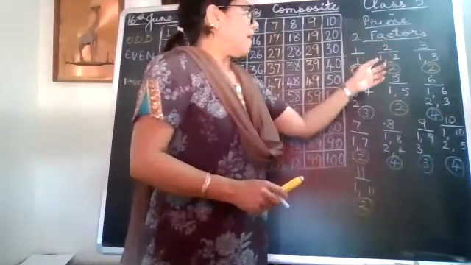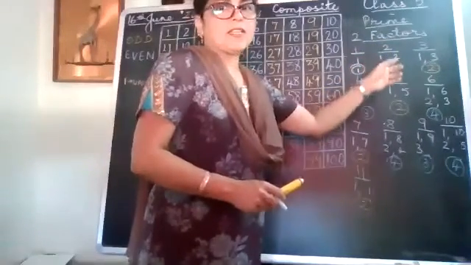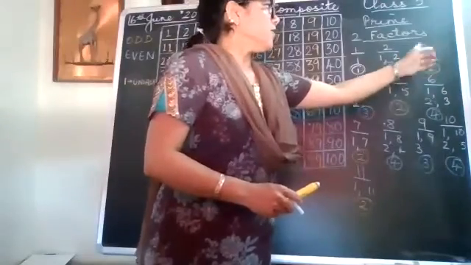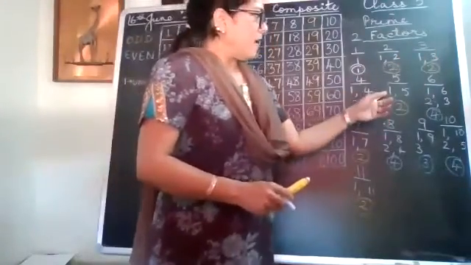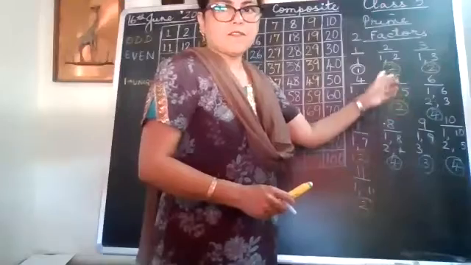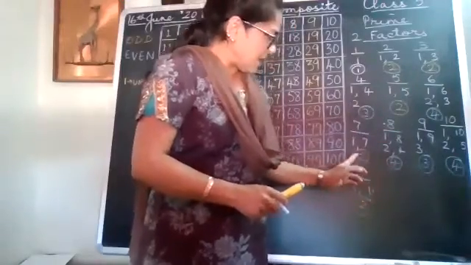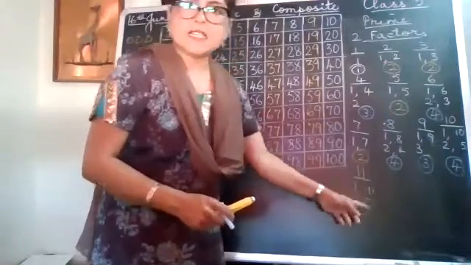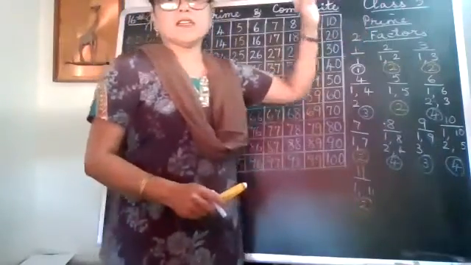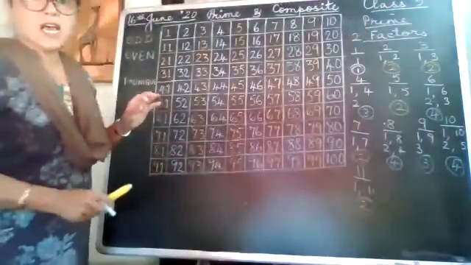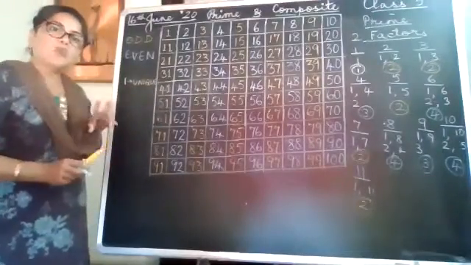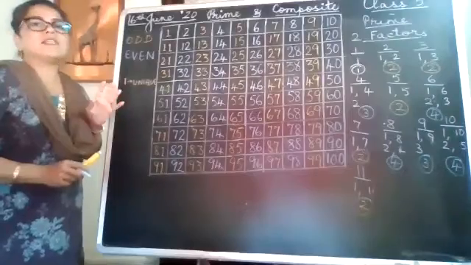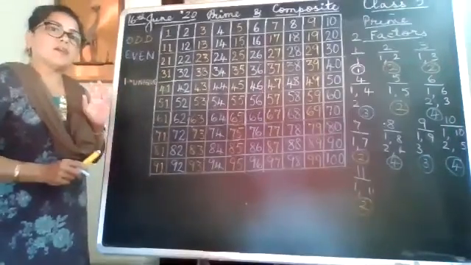Now, if you look at the prime numbers, 2 is a prime number. The factors are 1 and 2, meaning 1 and the number itself. The factors of 3 are 1 and the number itself, 3. 5, 1 and the number itself, 5. Next is 7, 1 and the number itself, and 11, 1 and the number itself. So prime numbers are numbers which have only two factors. And which are those two factors? One is 1 and one is the number itself. So that is what a prime number is.